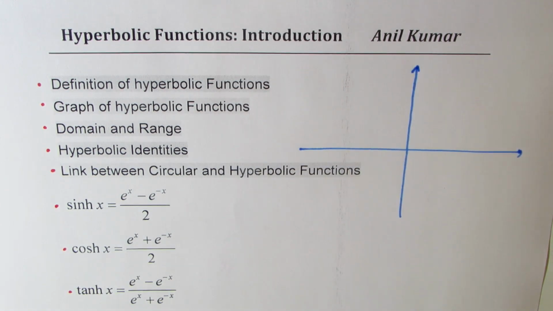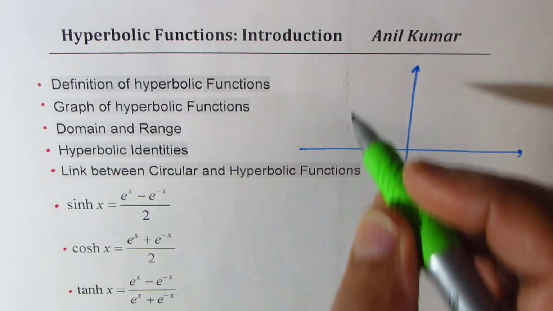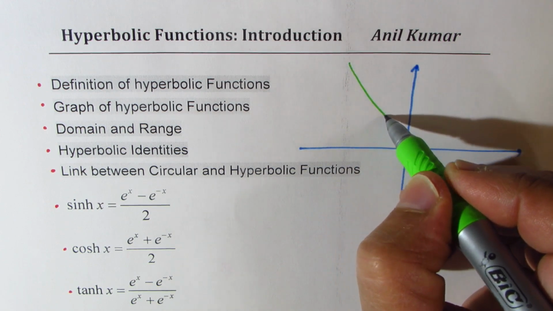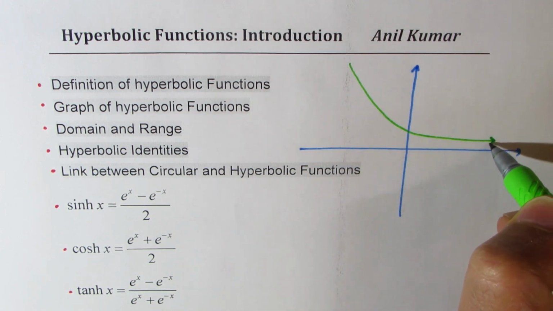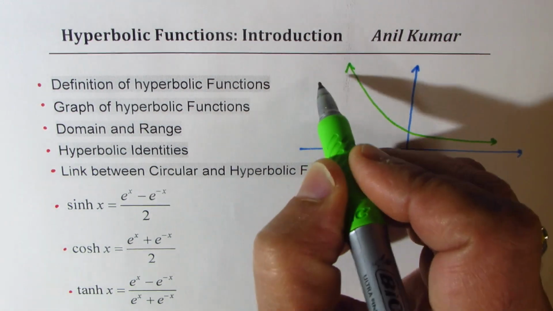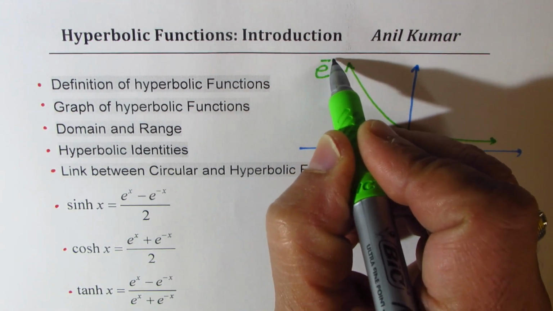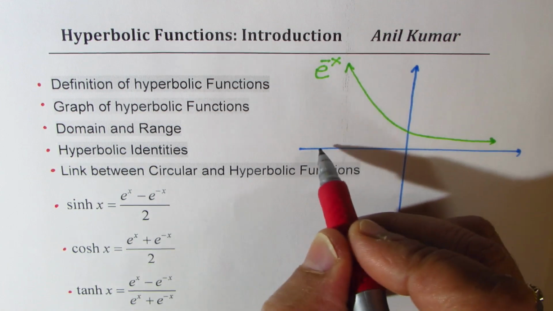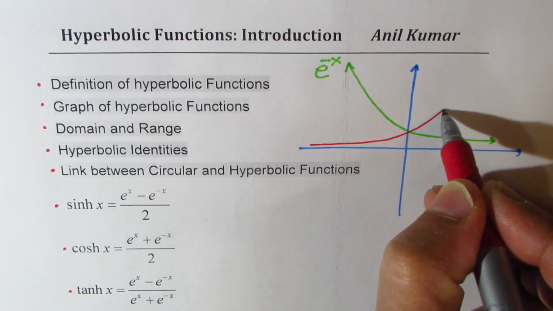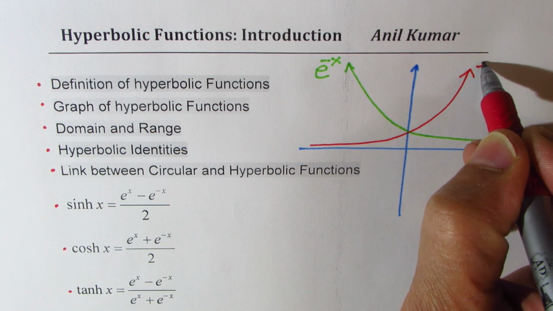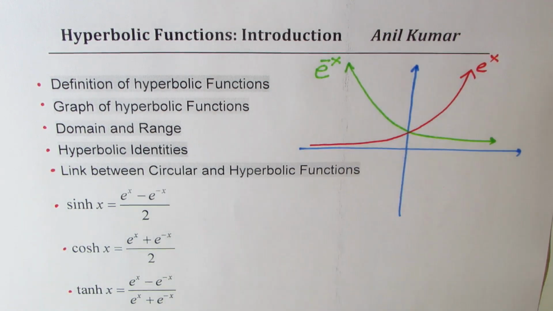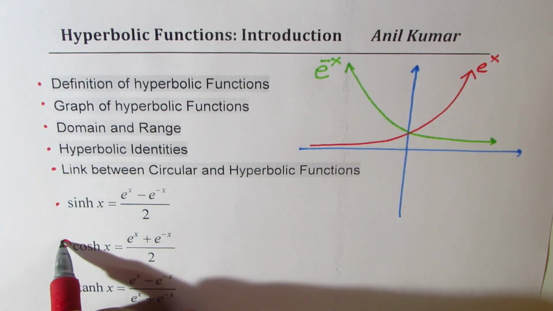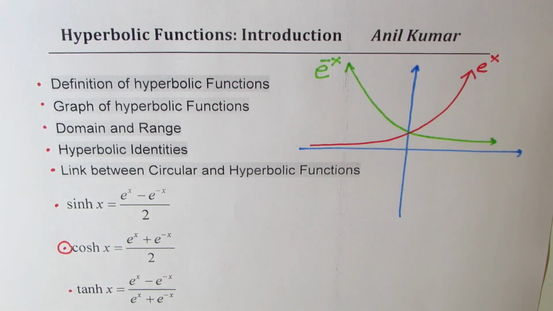Now, e to the power of x and e to the power of minus x. If a graph is dropping down, we know the exponent is negative, correct? So this is the graph of e to the power of minus x. On the other hand, if I have a graph which is rising, always increasing, an exponential graph, it could be the graph of e to the power of x. So these are the two graphs we are working with when we talk about cos hyperbolic x, correct?